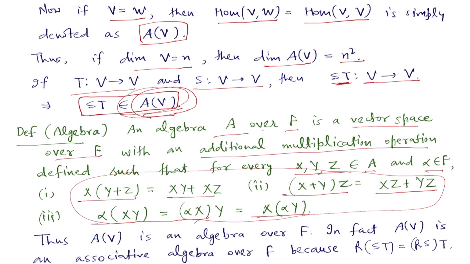In fact, we have one more condition that is satisfied by these transformations, and that is associativity. R times ST is same as RS times T. So this A(V) is an associative algebra over F.